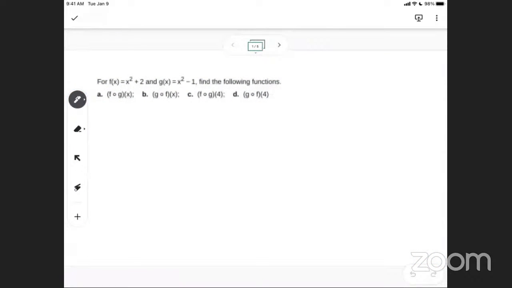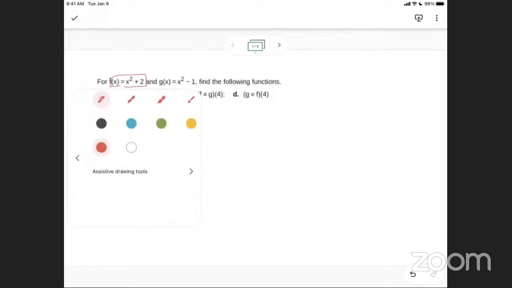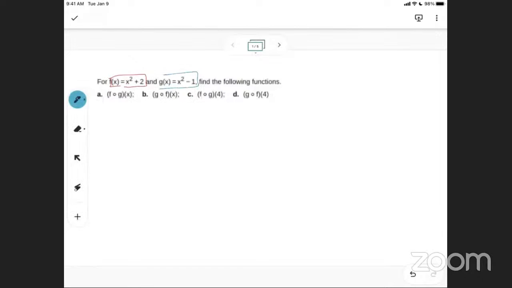Sure, yeah. Okay. So for the sake of time and speed, I'm going to just cruise through this and show you how to do it. You can watch the video again later. We're going to make that red and we'll make this blue. That's how I like to do it.